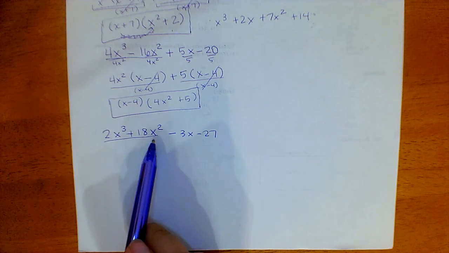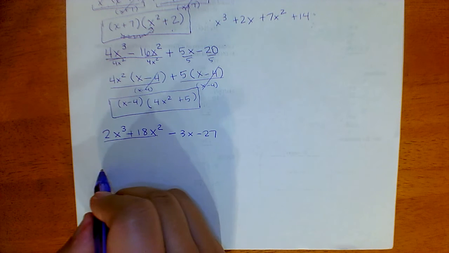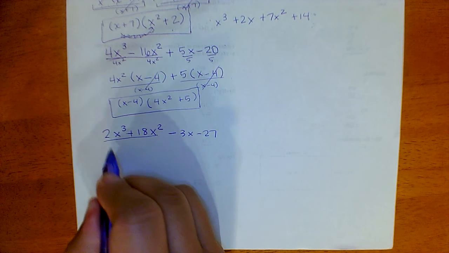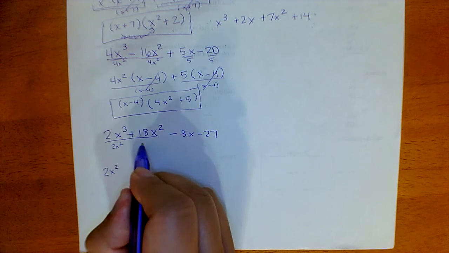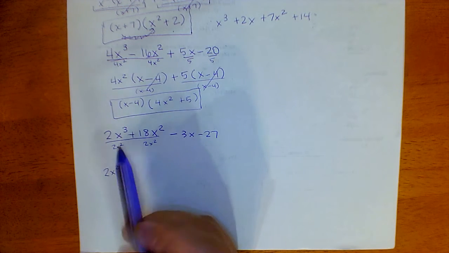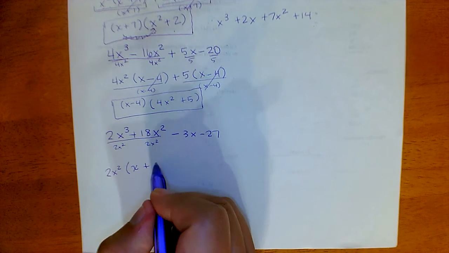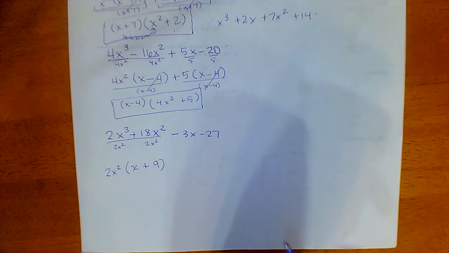These 2 are both divisible by at most 2x to the second power, so I'll write that down as their GCF. And then I'll go through and I'll divide that 2x squared out of each of them. When I do, this drops down to a value of x. This one becomes a positive 9.